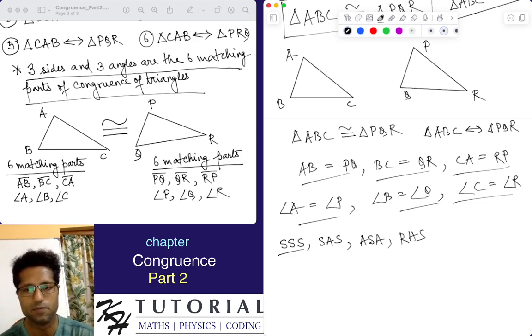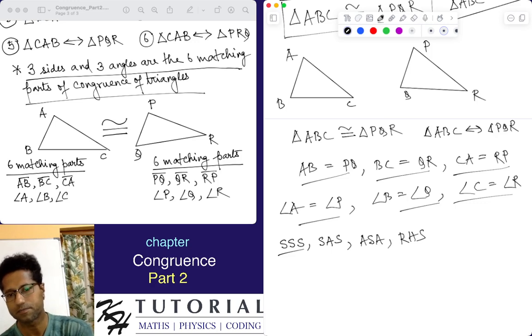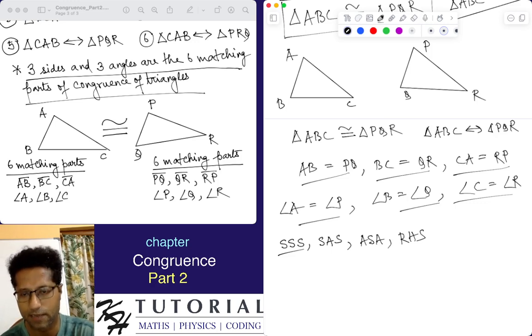So SSS is basically where we try to see whether the 3 sides of one triangle are of equal length to the 3 sides of the other triangle. And in SAS, S stands for side and A stands for angle. In RHS, R stands for right angle triangle, and H stands for hypotenuse.